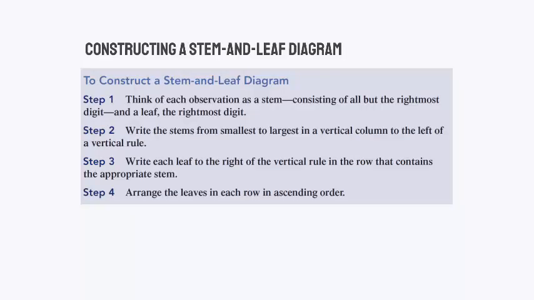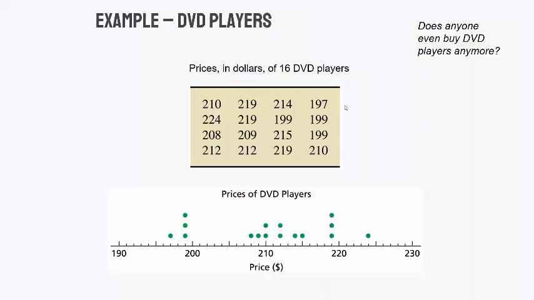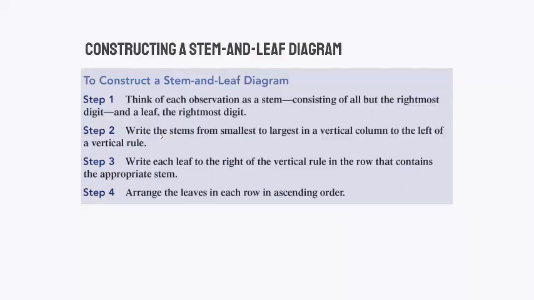All right, so here's how you construct a stem and leaf diagram, or a stem plot. Step one, think of each observation as a stem consisting of all but the rightmost digit, and the leaf is that rightmost digit. We're going to use a different example, but here, the stem would be the 21 and the leaf would be the value 0. The stem would be the 22 and the leaf would be the value 4.